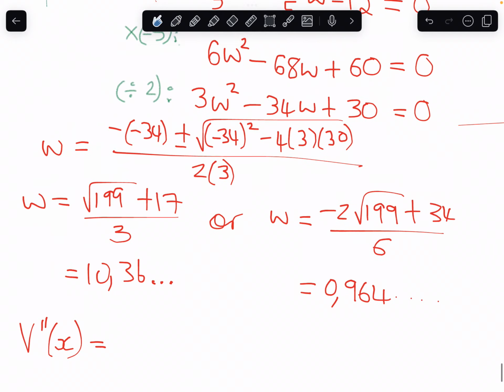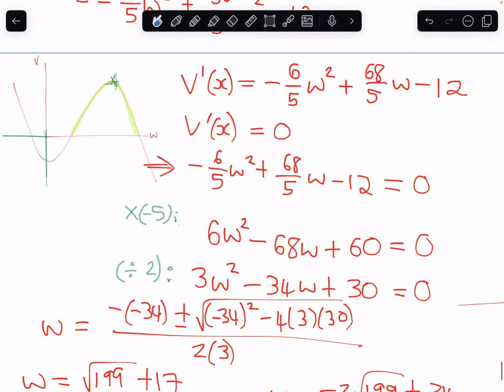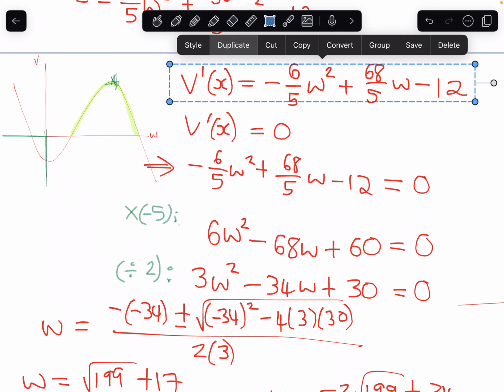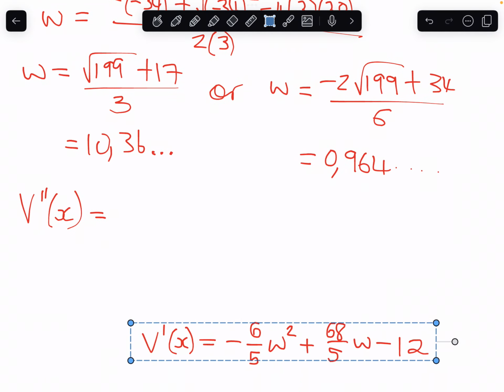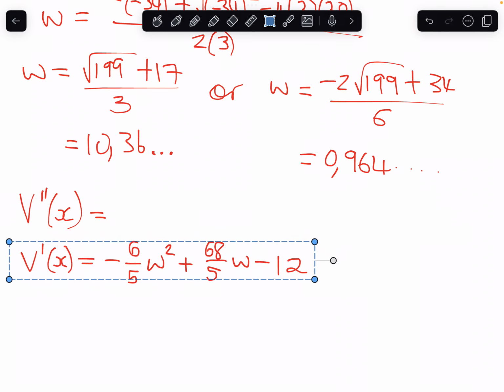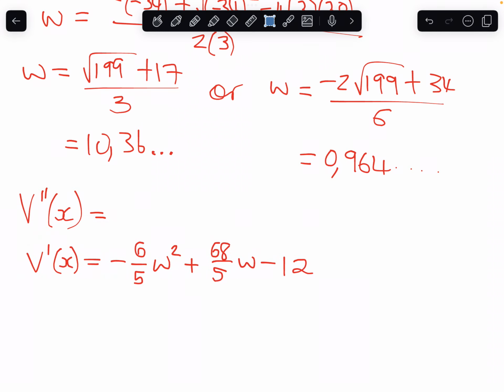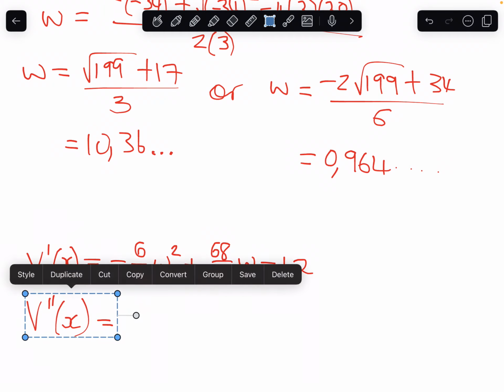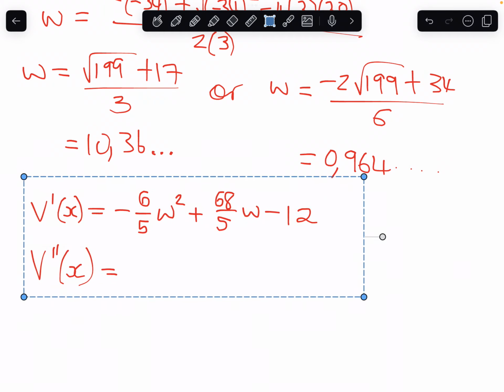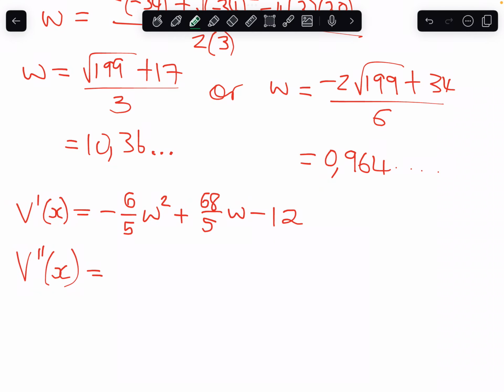So let's just get a picture of that first. And let's check it down here as our point of reference. Let's move this one over here. And let's move all of them up. Okay, so the second derivative is negative 12 over 5 w plus 68 over 5.